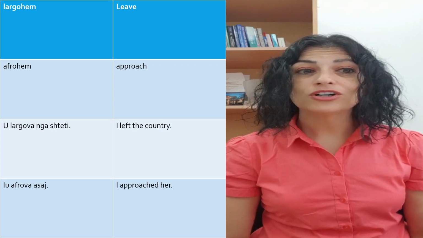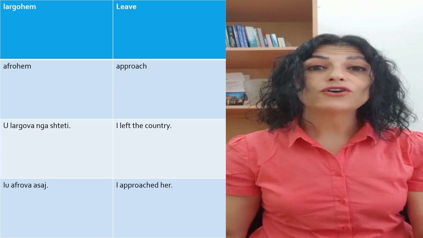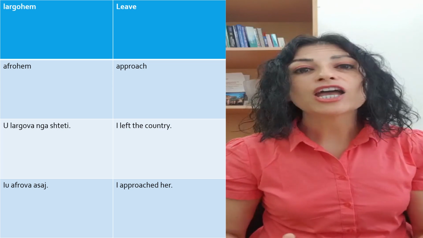And with the opposite verb, we have ju afrova asaj. Ju afrova asaj. I approached her.